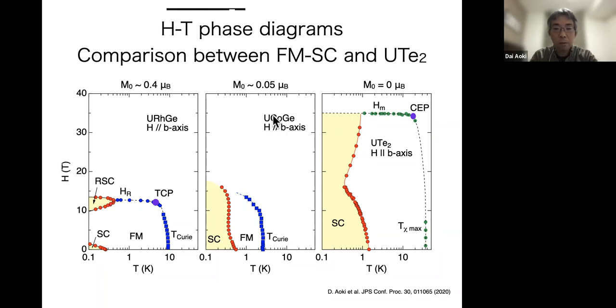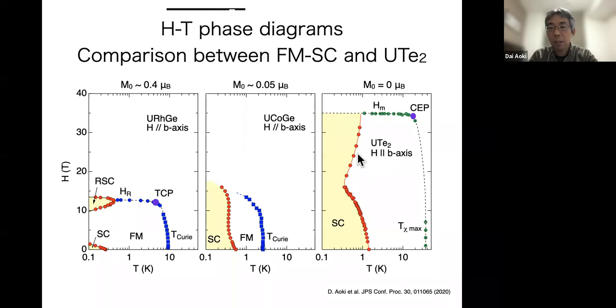And similarly, for uranium cobalt germanium, the HC2 curve is very peculiar. So it shows a vertical increase here. And this vertical increase is connecting to the suppression of T Curie.